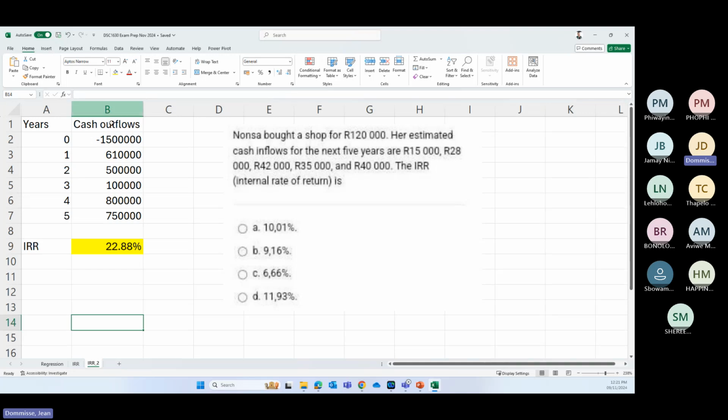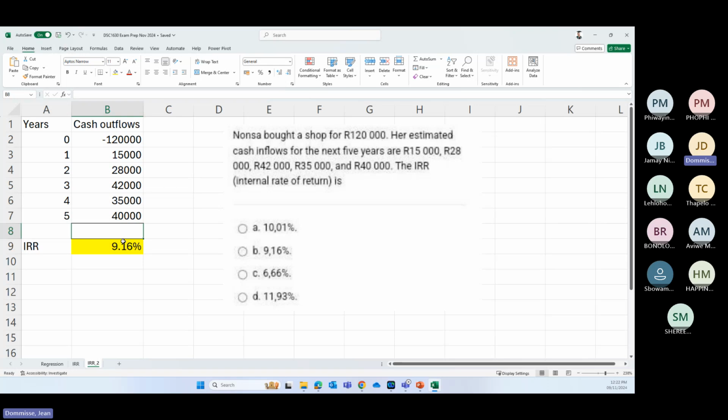So Nonsa bought a shop for 120,000. That is the initial outlay that was paid. If you see, if she got all of those previous returns, wow, massive. But let's now adjust: 15,000 was the first one, 28,000 was the second one, 42,000 was the third one, 35,000 was the next one, and the last one, 40,000.